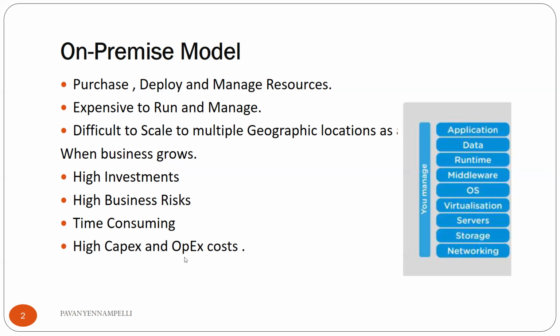Coming to capex and opex, these are nothing but capital expenses and operational expenses. Capital expense is the amount you invest on purchasing the hardware, software, and all the infrastructure. Operational expense is what you spend on managing these resources, like server admins. You have to build a server admin team to manage the servers.